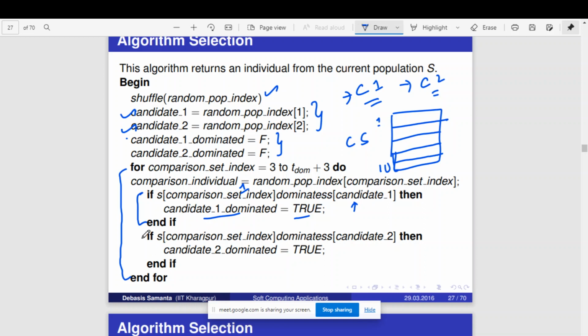Similarly, this if is for comparing candidate 2. We are checking whether the particular item of the comparison set is dominating candidate 2. In that case, candidate 2 dominated is made true. Like that, the loop will repeat for 10 times and it will check every element in the comparison set with candidate 1 and candidate 2.